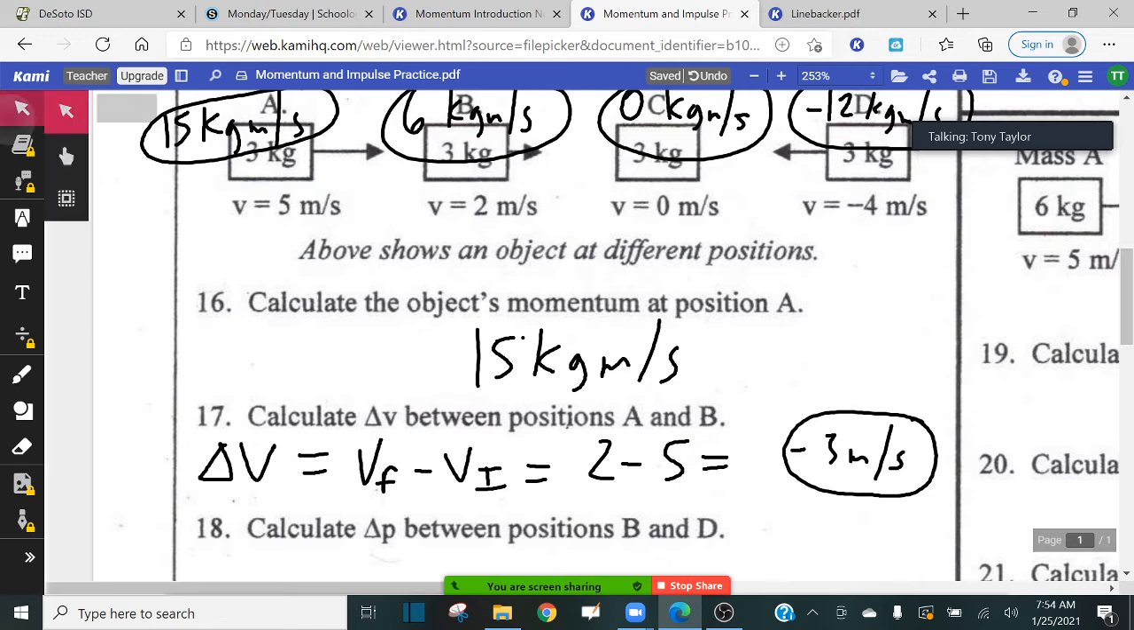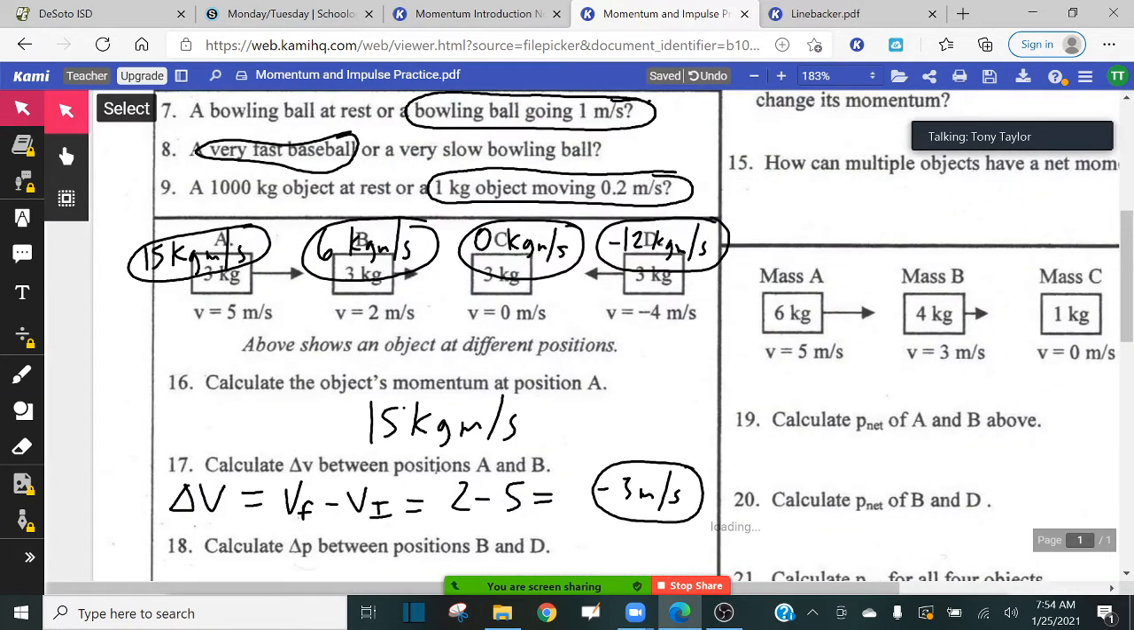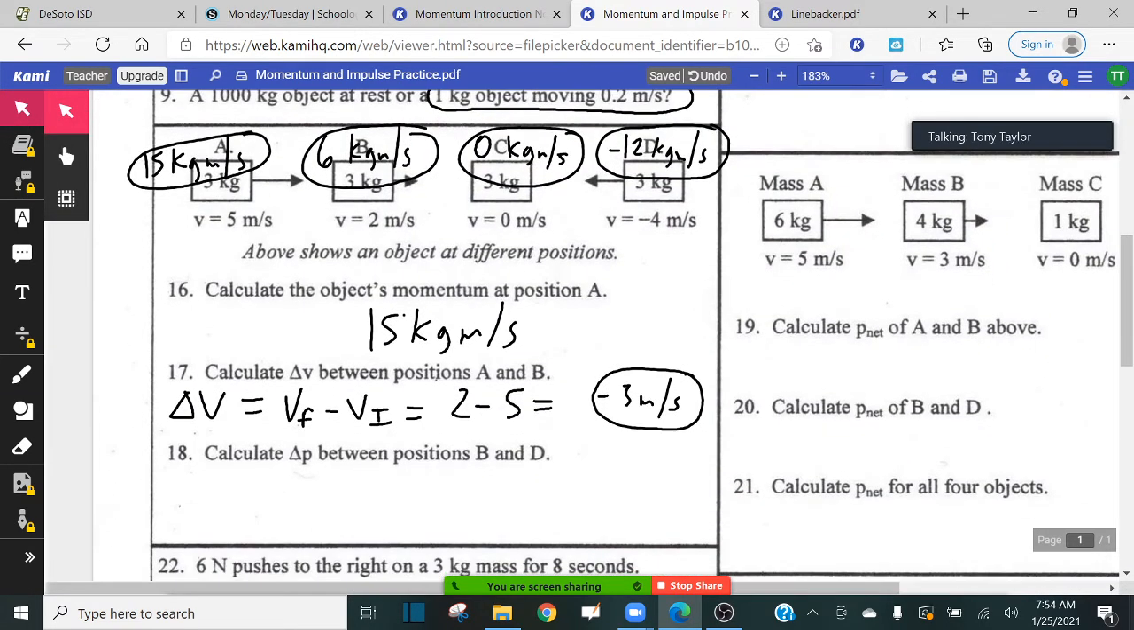All right, let's keep going. And again, guys, we're not going to work out this entire page today. We're just going to do just enough problems so you guys can get started on the assignment that I'm going to post as soon as I get done with this. Look at 18. 18 says calculate the change in momentum between positions B and D.